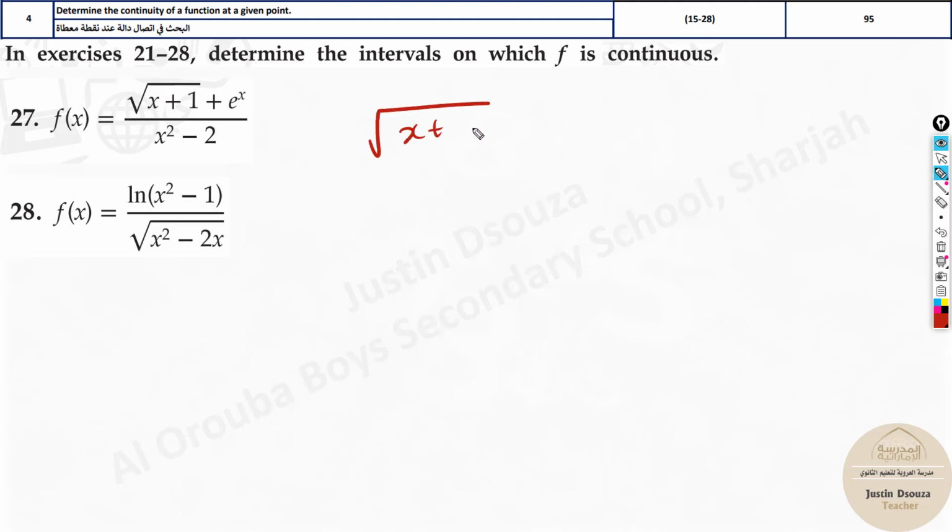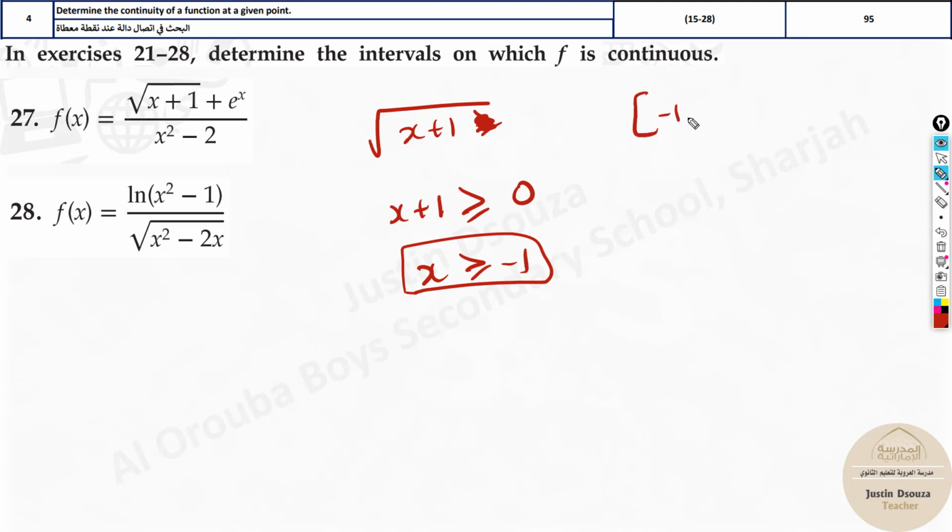x plus 1. Whatever is inside the square root must be greater than or equal to 0, isn't it? So let me write it down. This term inside it, x plus 1, must be greater than or equal to 0. So x must be greater than or equal to negative 1. This is the continuity term. So it should be continuous anyway from negative 1 to infinity. I hope this is clear. It will be open interval for infinity. Now this is the answer.